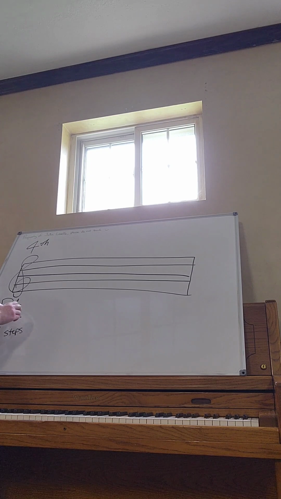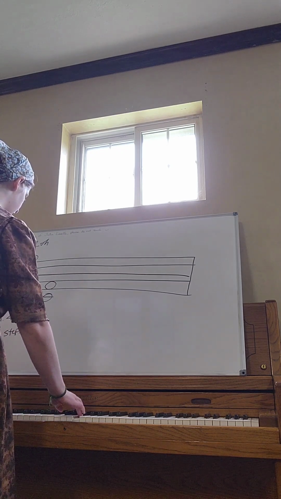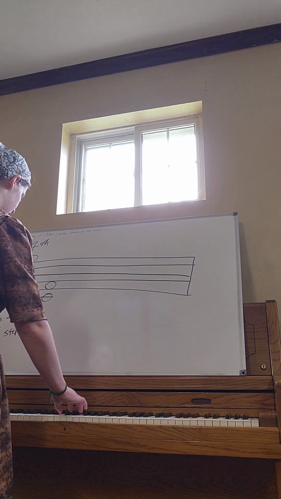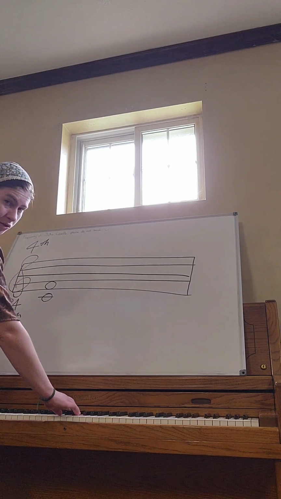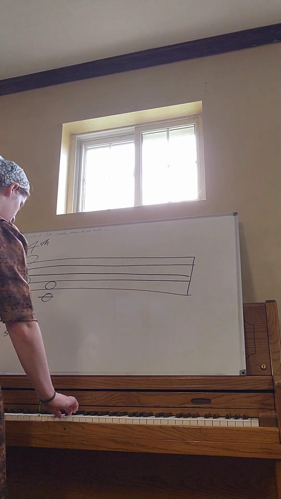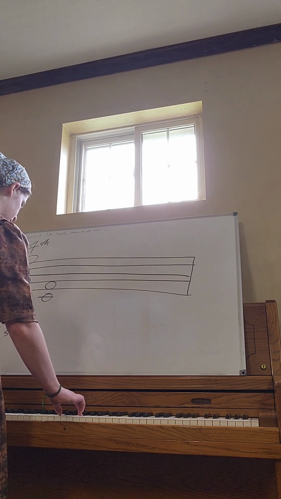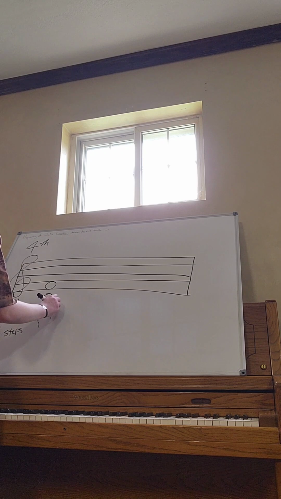So let's remember it's C to F, and let's count our half steps. Remember, there are going to be 5 half steps or 5 semitones. 1, 2, 3, 4, 5. It's going to be do to fa.